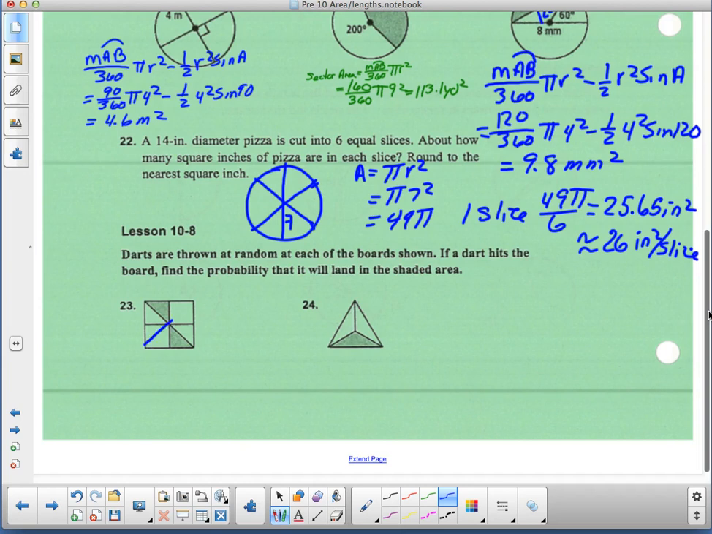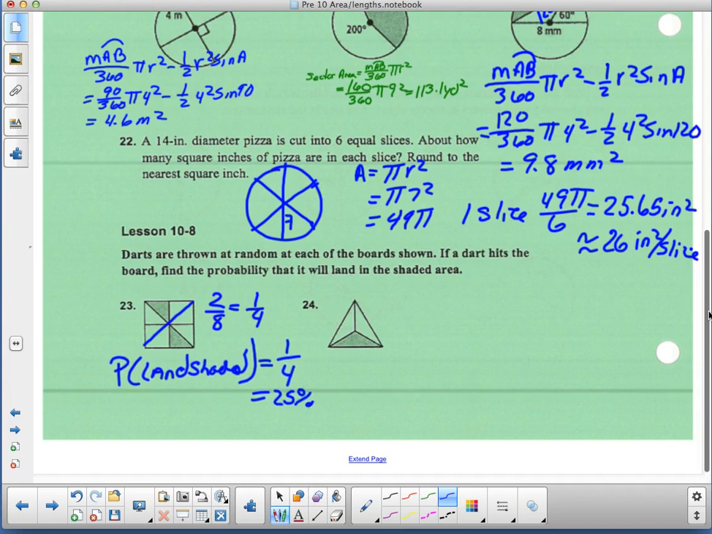If I split this one up, and this one's nice to do this way because it's a square, what I just did is create 2 more slants in there with the other diagonal. So I have a total of 8 sections. So 2 out of 8 are shaded here, so 1/4 is my probability. If a dart hits the board, find the probability it will land shaded. So my probability of landing shaded is going to be 1 out of 4, or 25%.